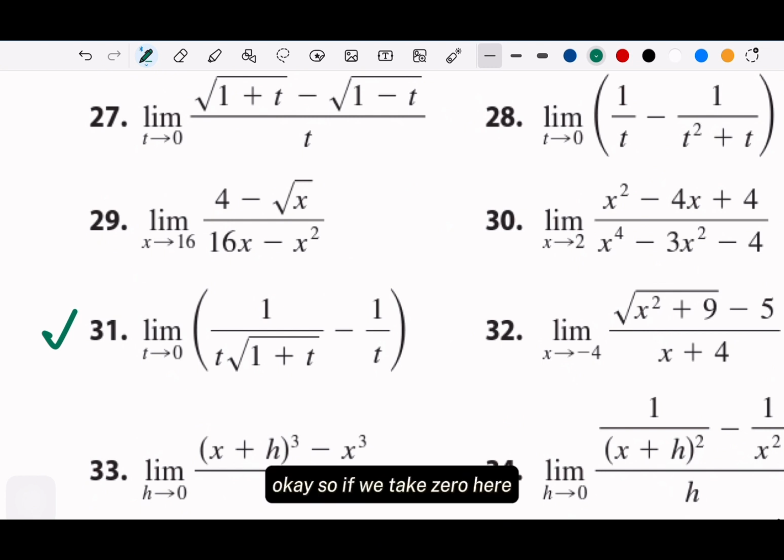Okay, so if we take 0 here, 0 here, so it will be 1 over 0. This is also 1 over 0. Okay, so infinity minus infinity is 0. Who says 0? Okay, let me explain.